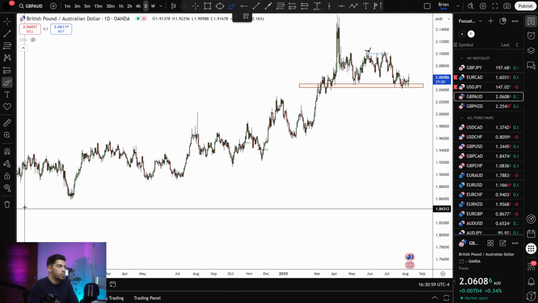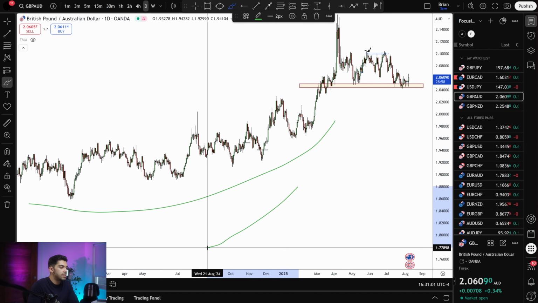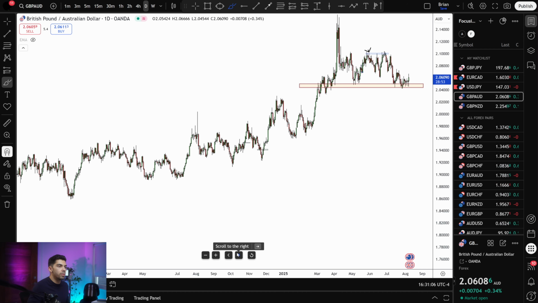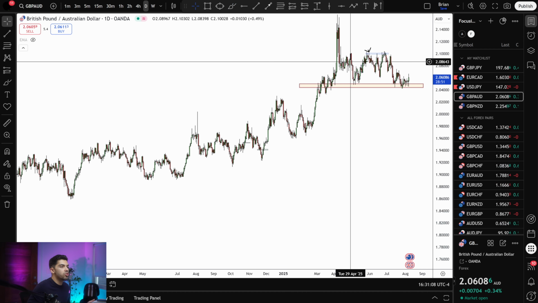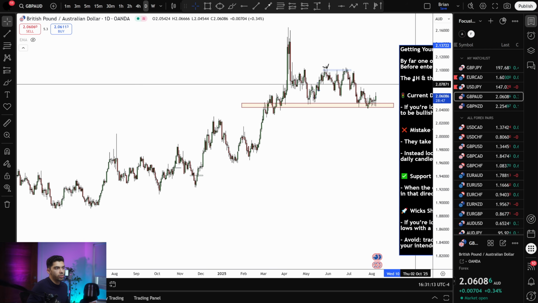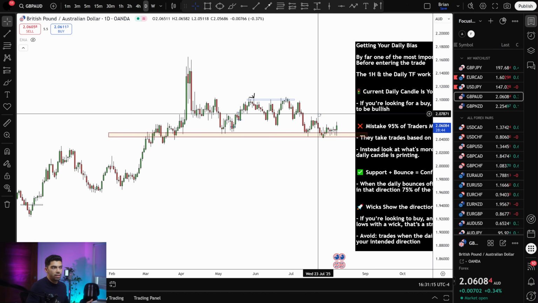Because if you notice here, this is a bullish trend. This is since 2024. So this is what, an 18-month trend? Sure, that matters to some extent, but really it doesn't matter. The information does become irrelevant at some point.